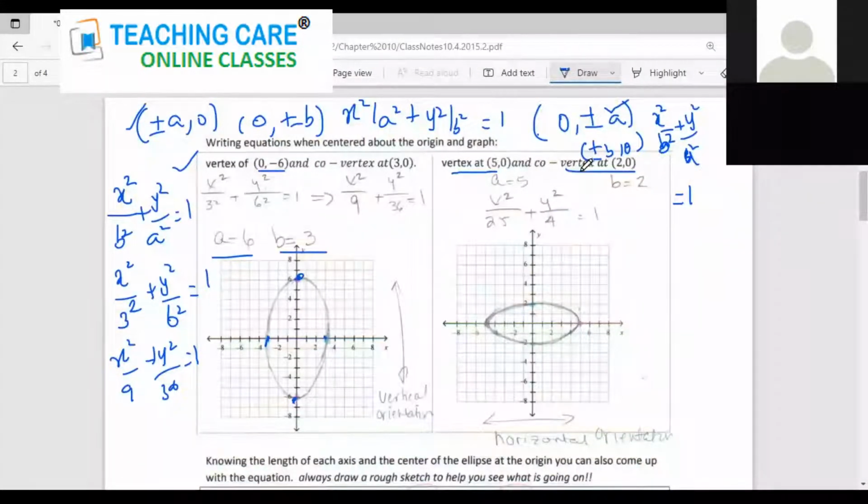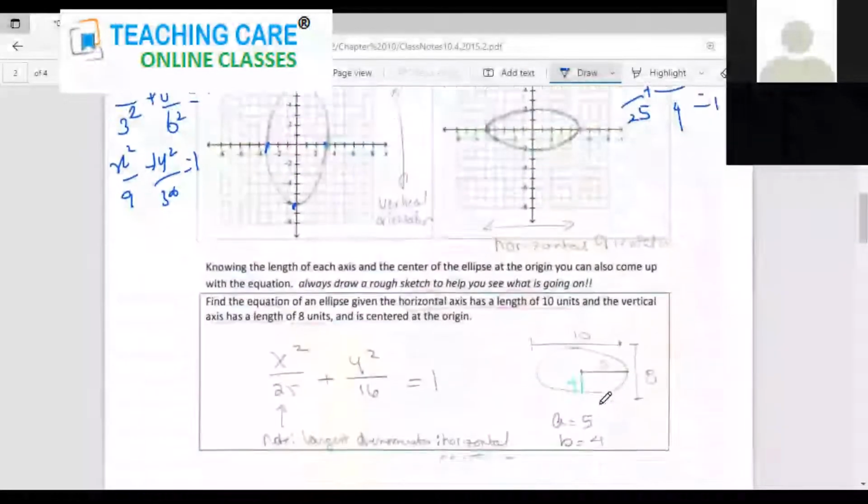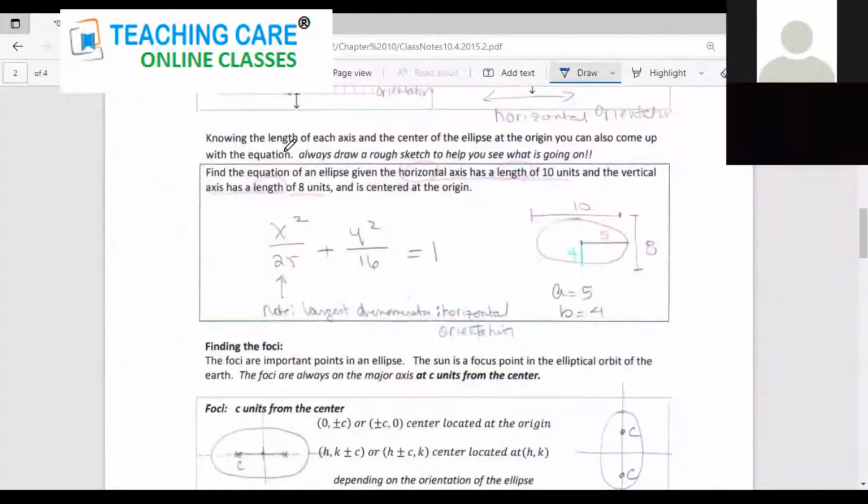The co-vertex is coming the other way. So it is x squared divided by, what is your a value here? 5. Okay, 25, plus the co-vertex, you will take it to be y squared over b squared. Horizontal orientation, we will have it for this. Understood? Got it? Now, next type of equations.